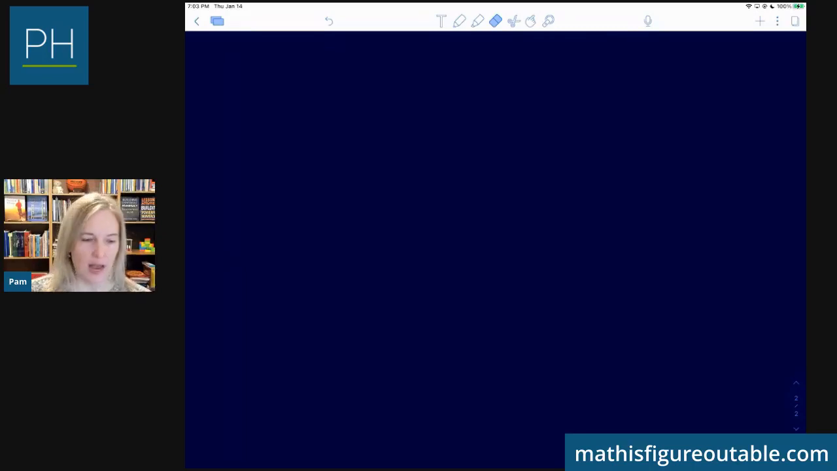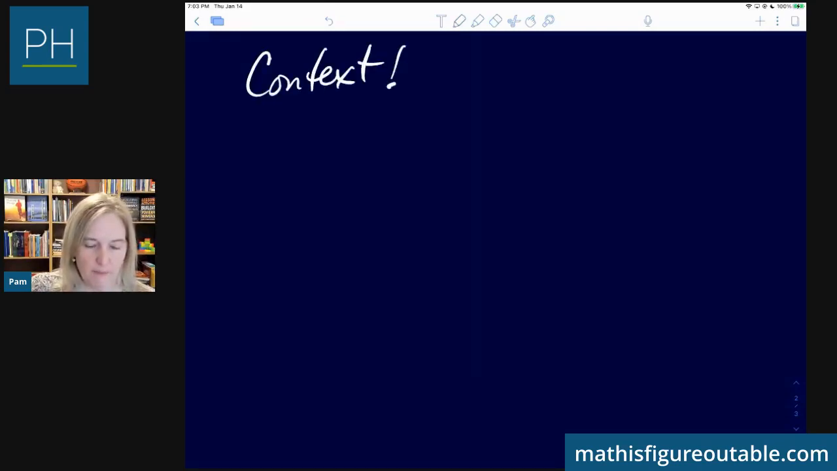Let's take a look at a ratio table and what it means. The first thing that I want to really emphasize tonight is that we have to use context. They can be mini contexts to help kids think and reason proportionally, but context, especially when we begin, is so important to help kids reason through what's going on. So let's start with a contextual problem.